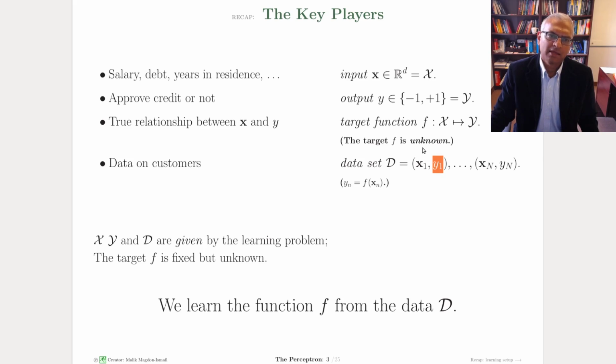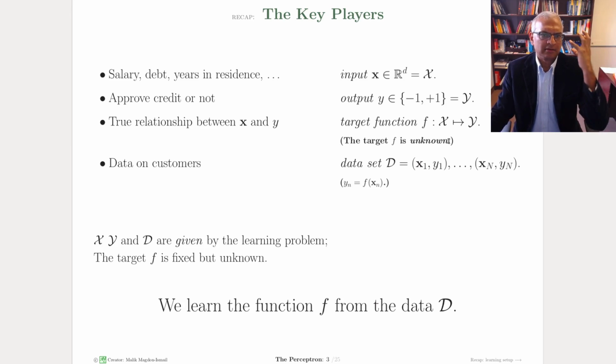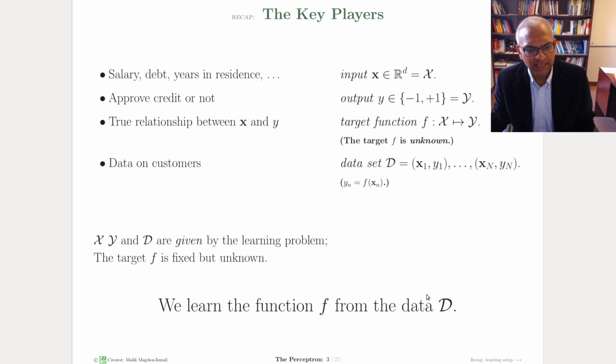If they paid it back, f is +1. If they didn't, f is -1. Okay. So the input space, the nature of the decision, and the data set are given. Nothing you can do about it. Those set the parameters of the learning problem. The target function f is also in some sense given. It's fixed, but it is unknown. Okay? And the goal is that we have to reverse engineer the target function f from the data D.